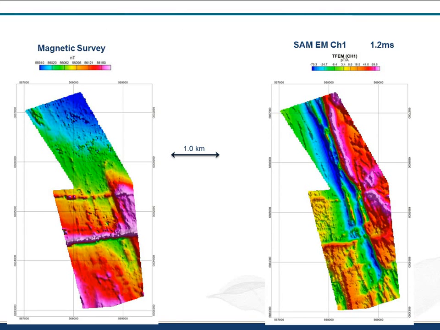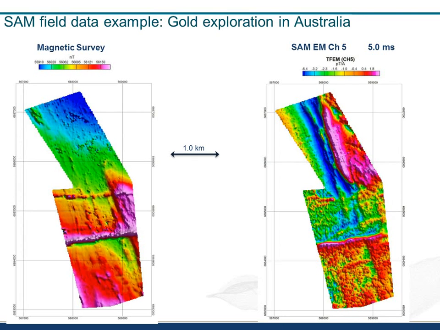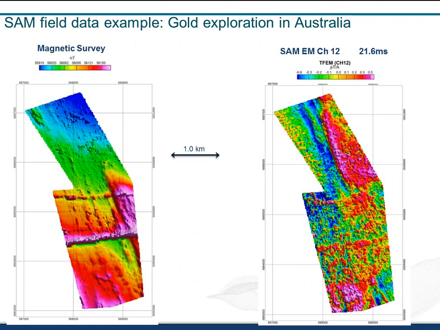The next product is EM for this particular survey. So again, looking at the off-time data. I'm going to show you 3 channels of the EM data. This is the first channel, so it would include weakly conductive responses. And then later in time, the more persistent conductors, the better conductors, are going to show up and persist in the data set. And then the latest time channel, this is at 21.6 milliseconds, so a very strong late time response. So you can see you have some very strong conductors in the survey area.